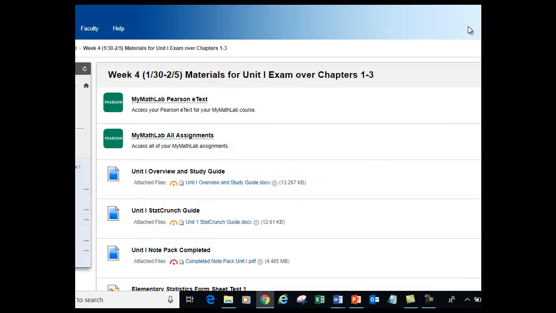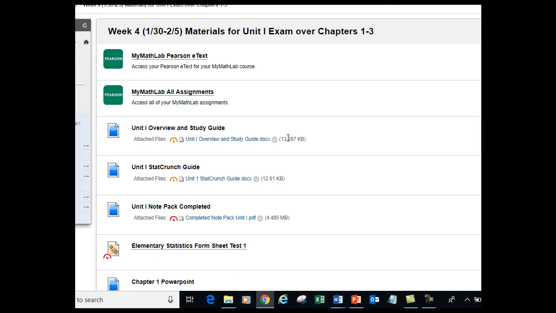Okay. The next thing that I wanted to point out to you was just go over the outline that I have in our Week 3 folder, which is just packed with materials to help you prepare for the Unit 1 exam over Chapters 1 through 3. The first two items are standard in almost all of my week folders. A link to the textbook, a link to your assignments.